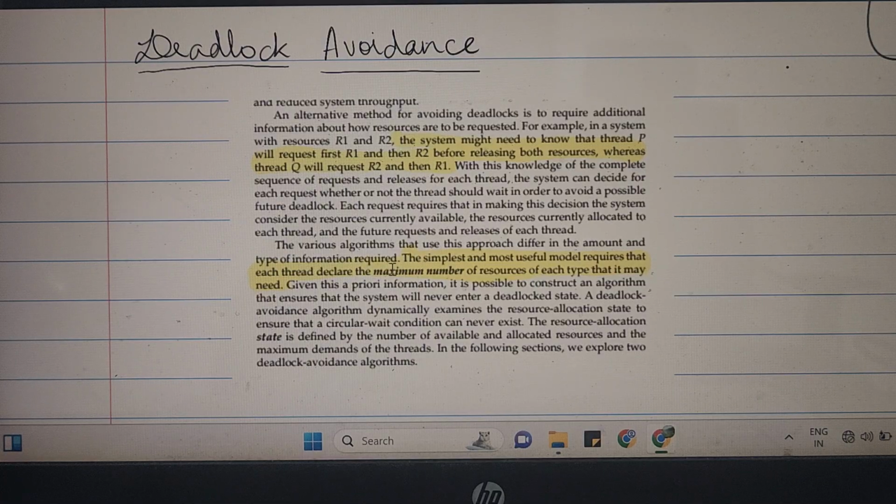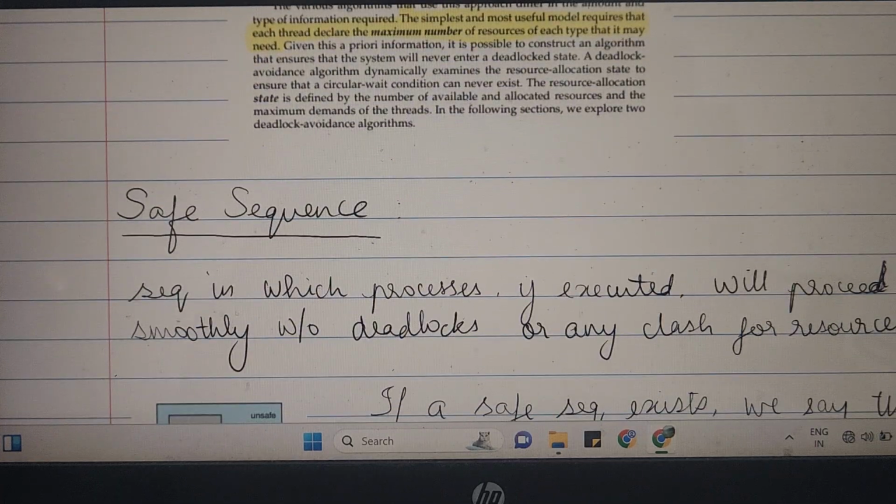So if you have that information, we can implement this algorithm, which we'll be looking at very shortly. It's called the banker's algorithm. So before we get into that algorithm, there's a bit of terminology which we need to be familiar with. So we'll look at that.